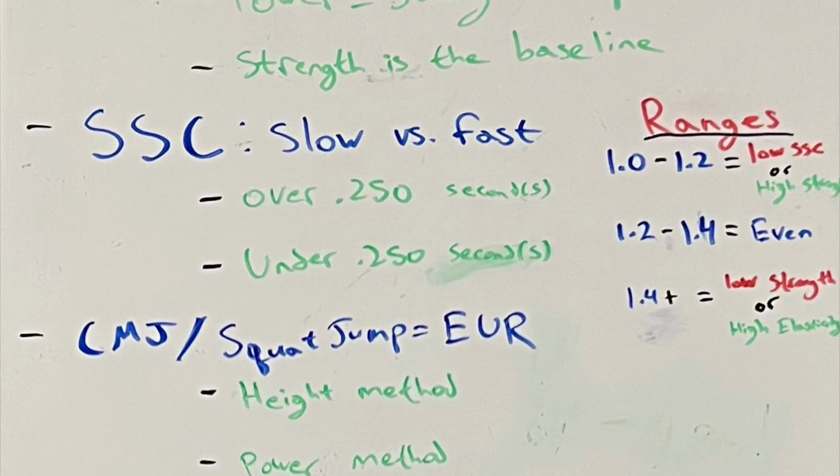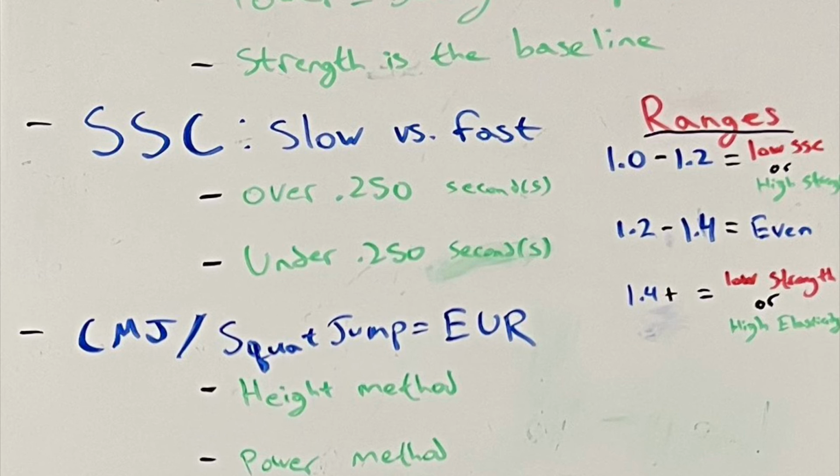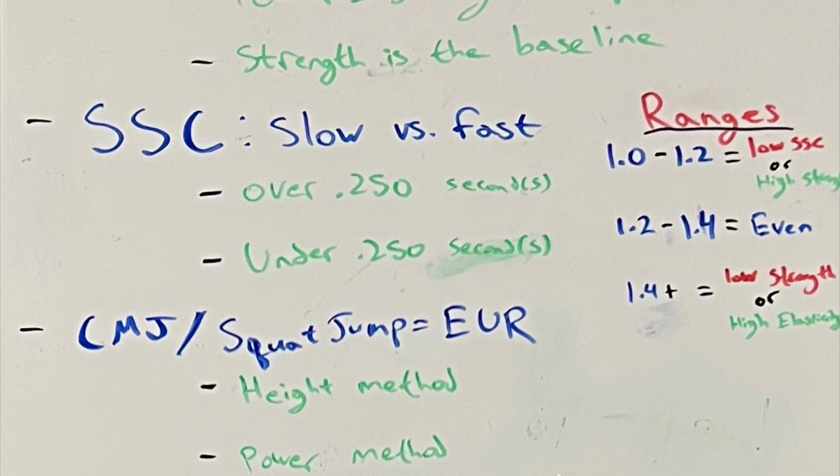All right. 1.2 to 1.4 is about even. Just because you're in this range doesn't mean that you're good. That might mean that you're bad at both, realistically, right? You might have a terrible squat jump and an equally terrible counter movement jump. Just because you're in that range doesn't mean that you're good. It just means that you can train both evenly now.